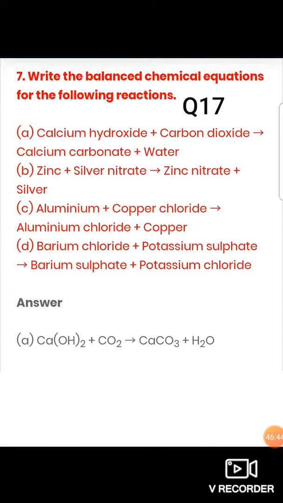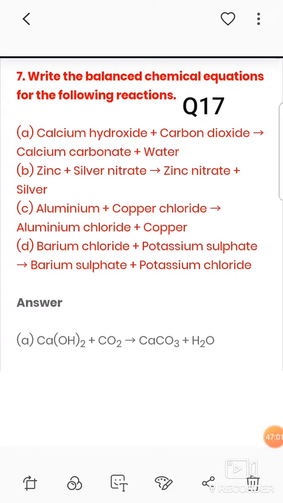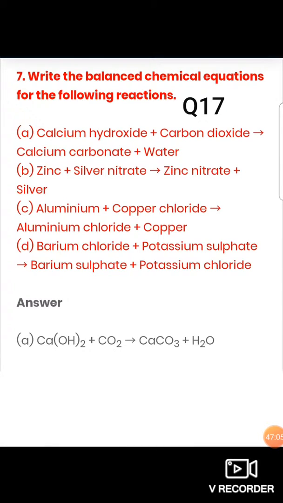You should know the symbols of every element. Symbol of zinc, silver nitrate, zinc nitrate, silver, aluminium, copper chloride, aluminium chloride, copper, barium chloride, potassium sulfate, barium sulfate, potassium chloride, and then you can easily solve these chemical equations and balance them.